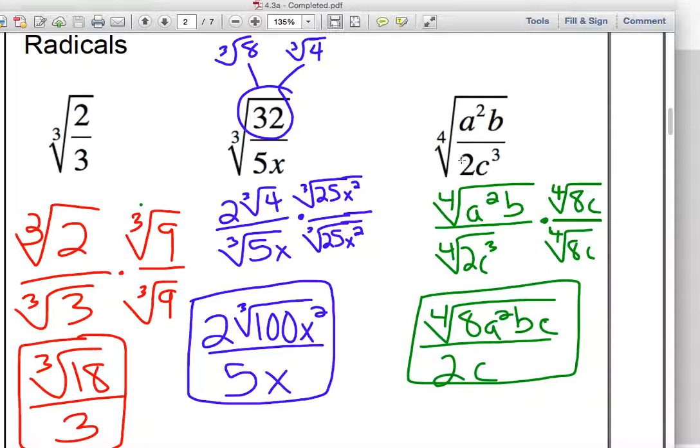Same thing here, fourth root of 2. Well, if I'm at 2, I want to get to 16 because the fourth root of 16 is perfect, which is 2. So I said 2 times what will give me 16? 8. I already had c to the third, so all I need to do is multiply it by another c to the first. I'll get the fourth root of c to the fourth, which is just c. So you can see the answers there.